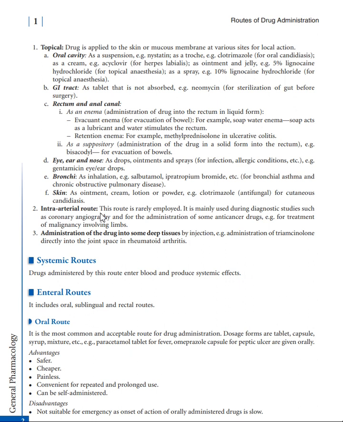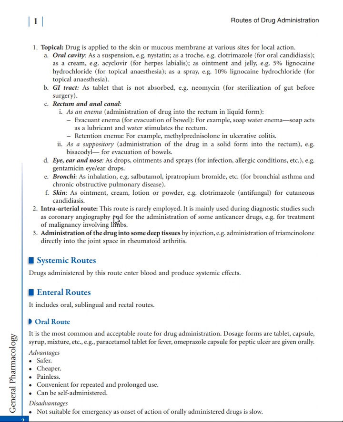Then you have the intra-arterial route. Now this route is rarely employed. It is mainly used for diagnostic studies such as coronary angiography and for the administration of some anti-cancer drugs. Example: treatment of malignancy involving limbs. So the intra-arterial route is very rarely employed and is majorly used for diagnostic studies, coronary angiography, and administration of some anti-cancerous drugs.